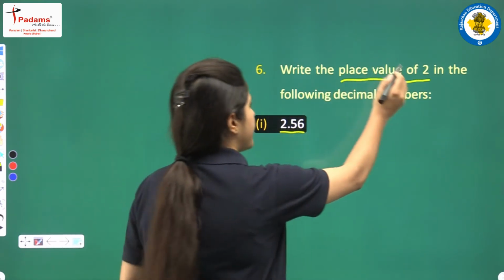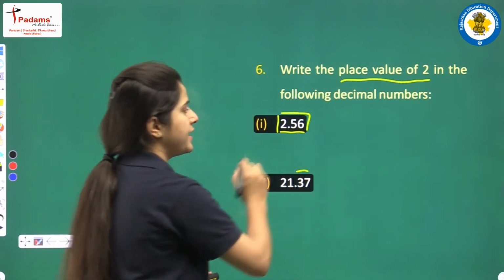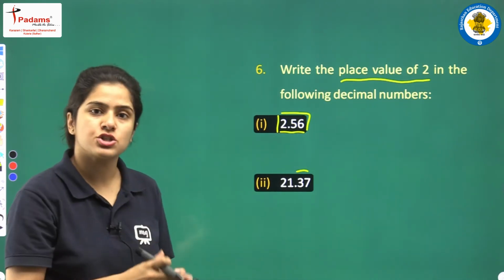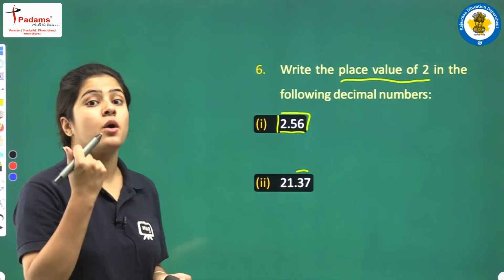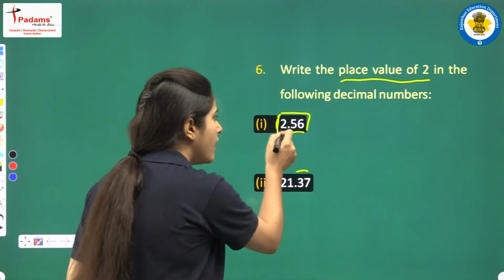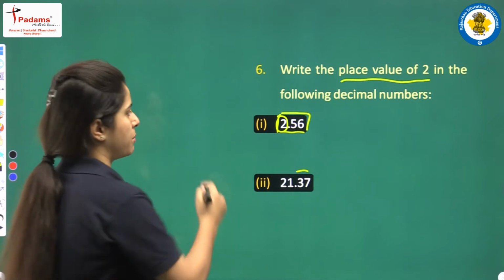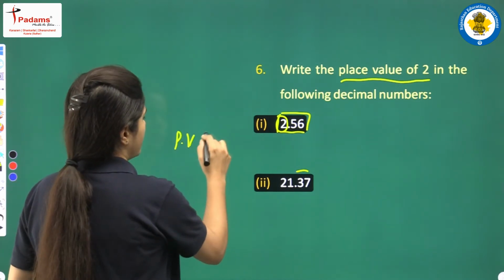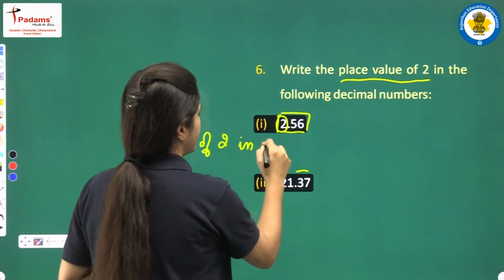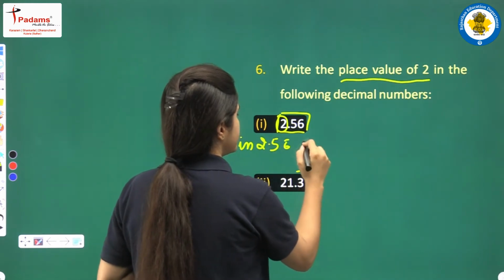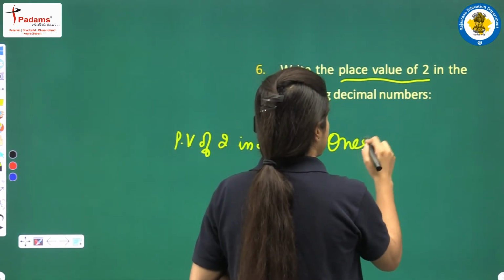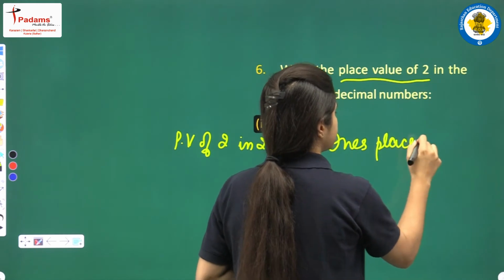Clearly you can see that the place value, the position of 2 in this 2.56, is the ones place, because 2 is in the ones position. So 2 is at the ones place. So the place value of 2 in 2.56 is the ones place, okay students.